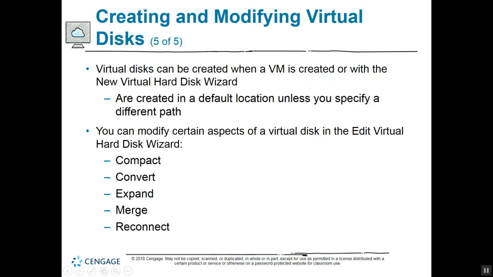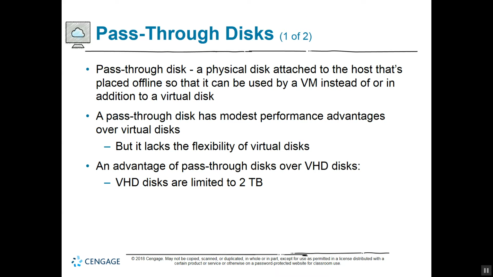Now there's the things that we can do with it. We can compact it, convert it, expand it, merge it, or reconnect it if, for whatever reason, it has been disconnected from the virtual machine. We've got pass-through disk. It's a physical disk attached to the host that's placed offline so that it can be used by a VM instead of or in addition to a virtual disk. Now, a pass-through disk has modest performance advantages over virtual disk, but it lacks the flexibility of virtual disks.